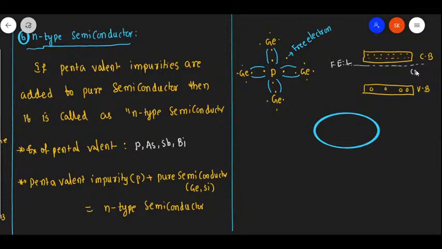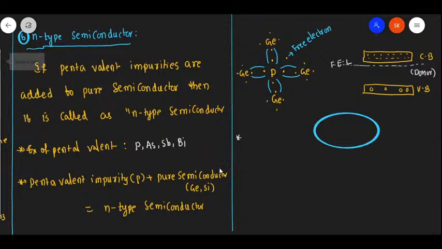Why is it donor? Because this phosphorus atom is a donor atom. It is donating one electron. That is why the phosphorus atom is said to be a donor atom. Then we will write the information now.